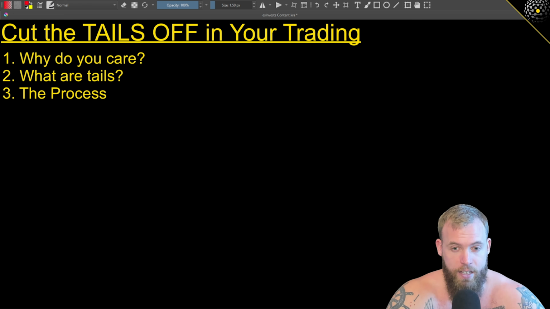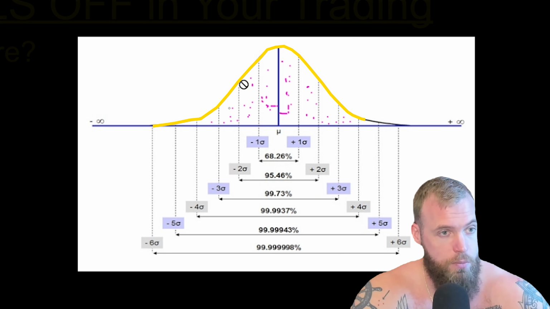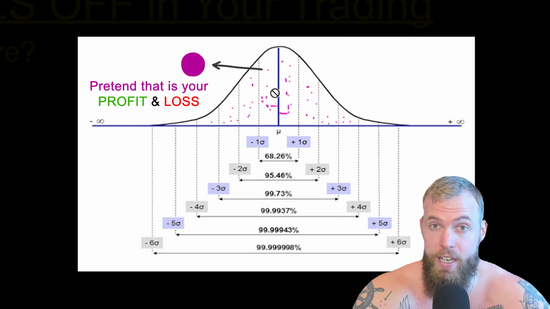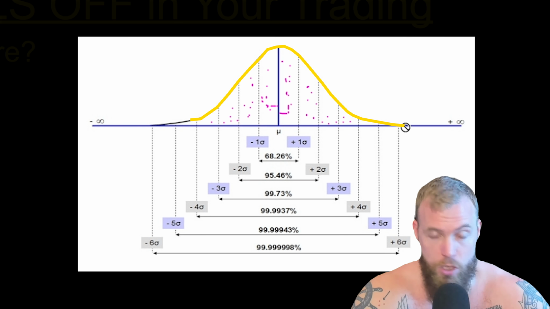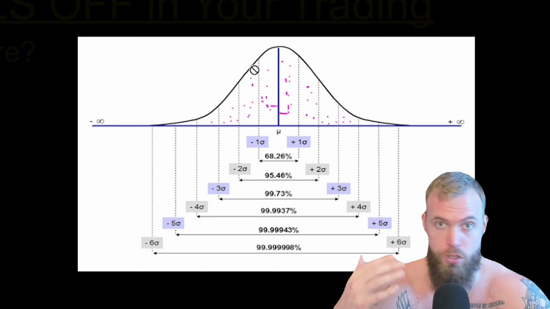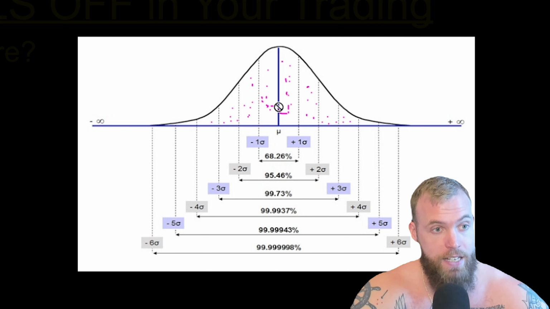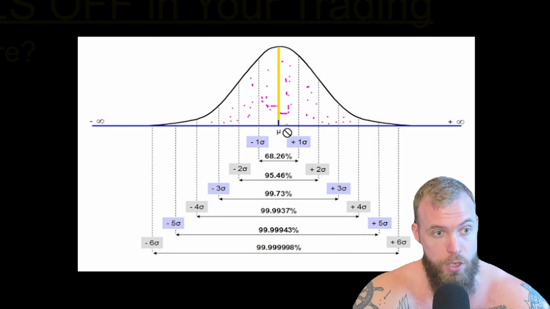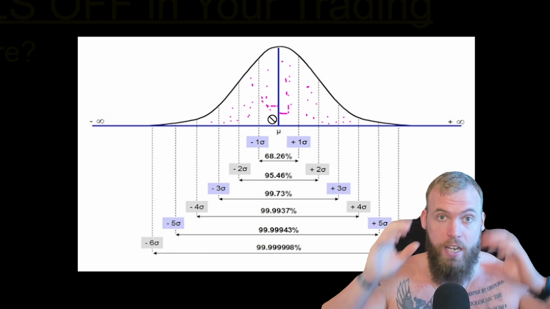So to help us understand that, let's take a look at what tails are. If you look at this distribution, notice these little purple dots. Pretend that that is the profit and loss for your trades. So as we look across this standard distribution, note that you don't have to have a standard distribution. It could be leptokurtic, mesokurtic, doesn't matter. It could have all different kinds of skew. The point being, though, that at some point in the data set, you're going to notice this right here, mu, which is the mean. This is the average of the data. So that's where the bulk of the data falls around.